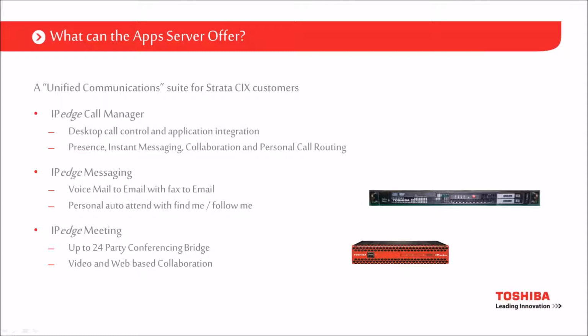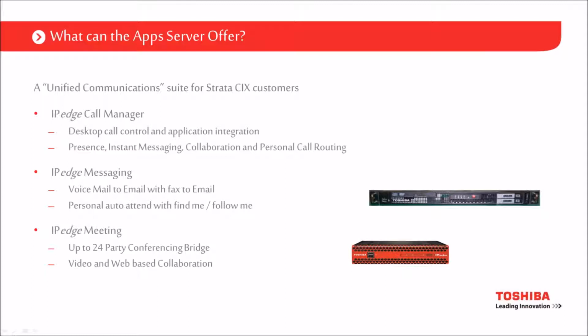So let's get into the IPedge app server. What is it? Well, first of all, it's a unified communications product that can add all that functionality to an existing Strata CIX. It can offer call manager, so we're talking about CTI from the desktop, click to dial and so on, plus a bit more sophistication on that, with presence, instant messaging, collaboration, and personal call routing.